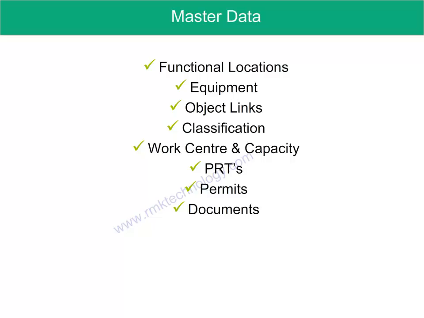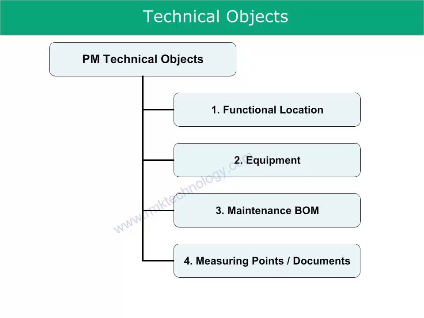Master data in SAP PM module can be as below: functional locations, equipment, object links, classification, work center and its capacity, and PRTs. It is necessary to structure the existing technical systems on the basis of technical objects. The advantages of structuring can be listed as below. The time required for managing the technical objects is reduced. Maintenance processing is simplified. The time spent entering data during maintenance processing is reduced considerably. More specific, thorough and faster evaluation of maintenance data.